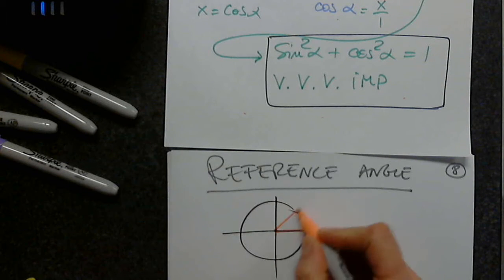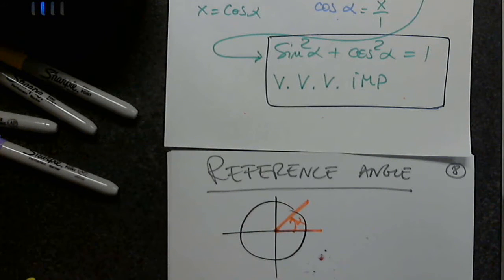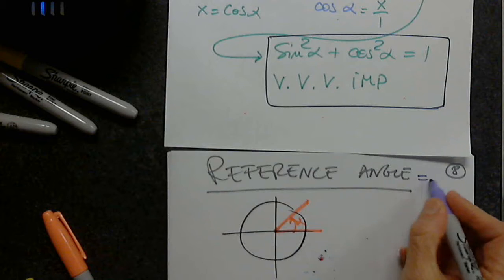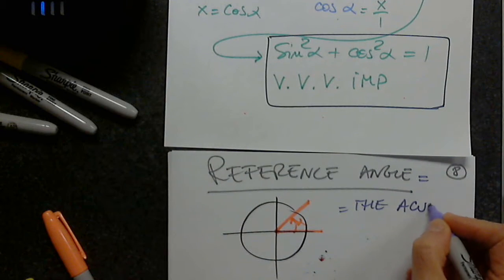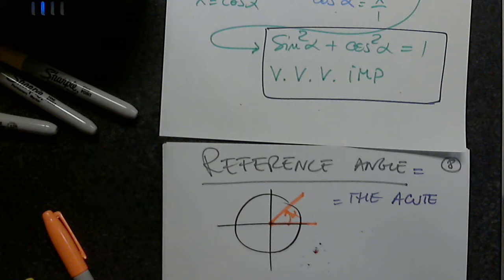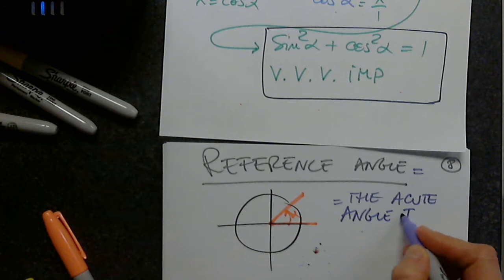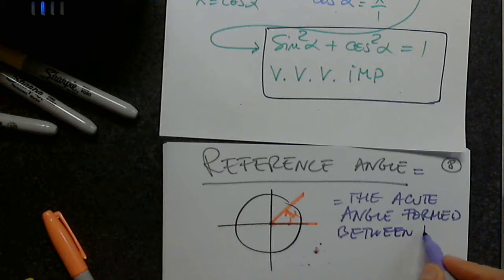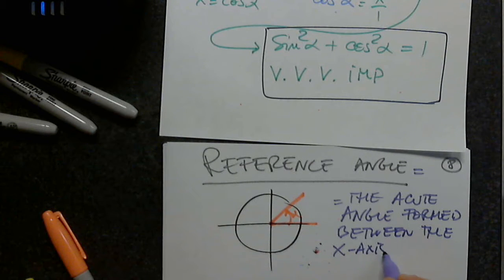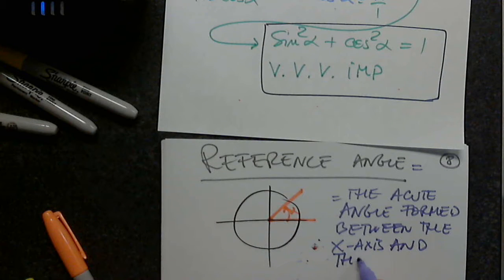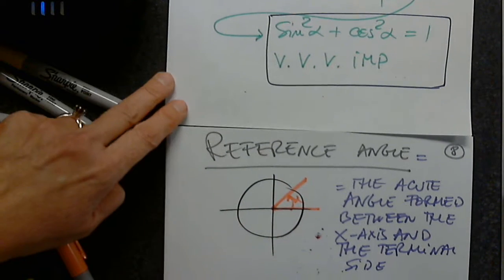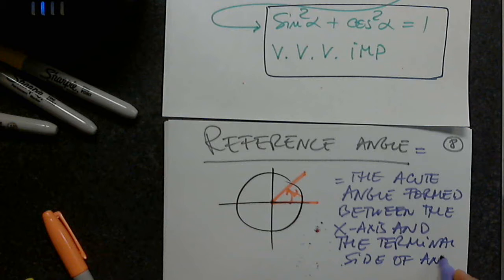So here's the angle, alpha. The definition for the reference angle is the acute, meaning less than 90 degrees, angle formed between the x-axis and the terminal side of an angle in standard position, of any angle in standard position.